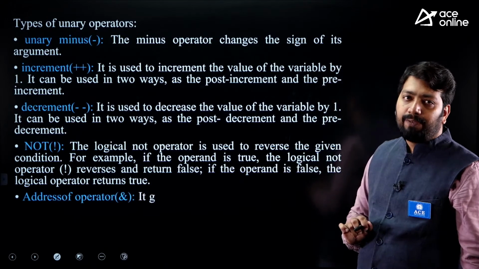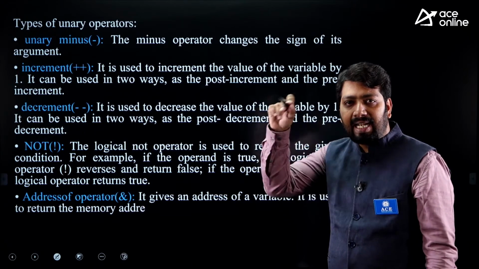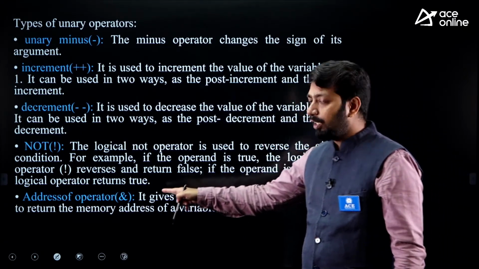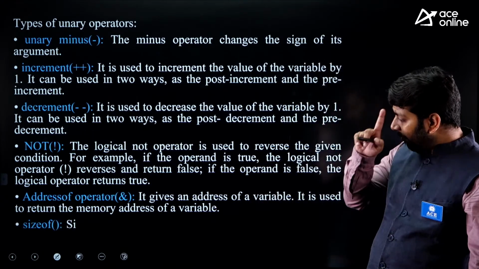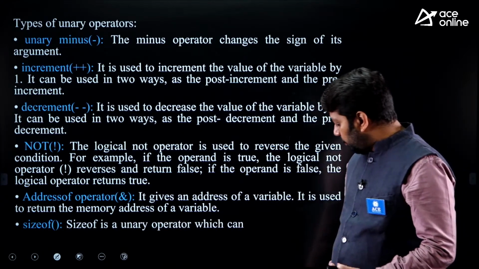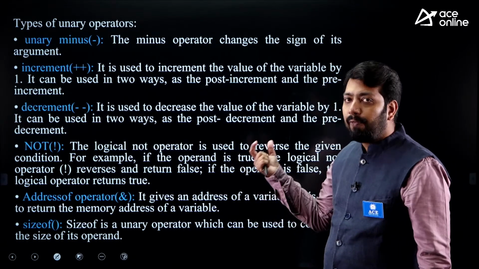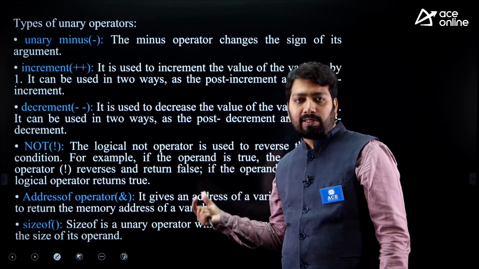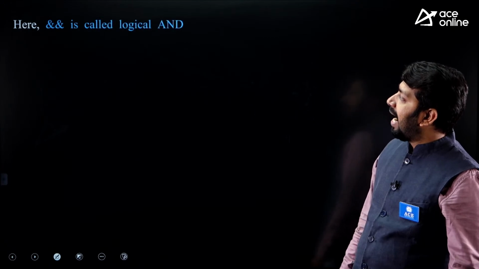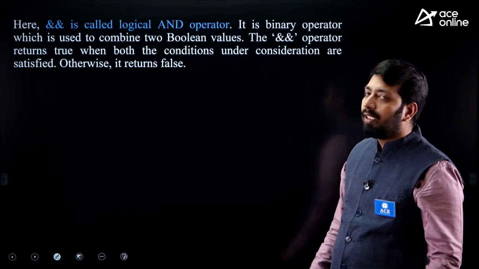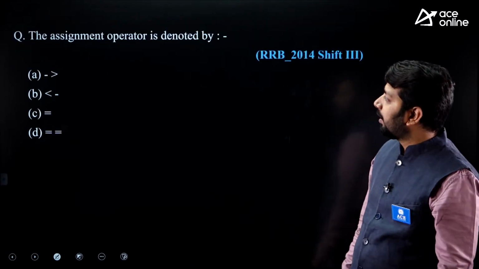Fine. Address of. We use address of in scanf. Scanf percent d and address of variable name. Fine. So address operator is also a unary operator where we use only one variable name. Fine. Sizeof operator is also a unary operator where we give only one operand. It will give the size of any variable or constant or any data type. Fine. And is a logical operator. We have just seen it. When both the operands are true, then only it will return true, otherwise it will return false.